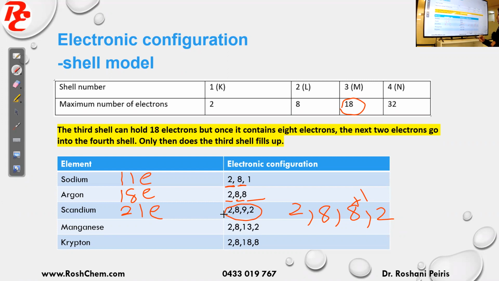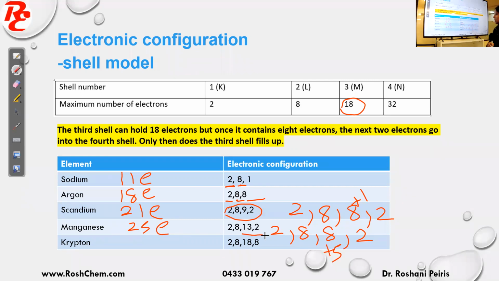Okay, we'll look at another example, manganese. Manganese has 25 electrons. How do we make 25 now? I can do 2, then 8, 8, 2. Once you have 8 electrons in the third level, I put the next 2 into the fourth level. So 2, 8, 8, 2 means 20. I want to make it 25, so I add another 5 electrons into the third level. That makes it 2, 8, 13, 2.